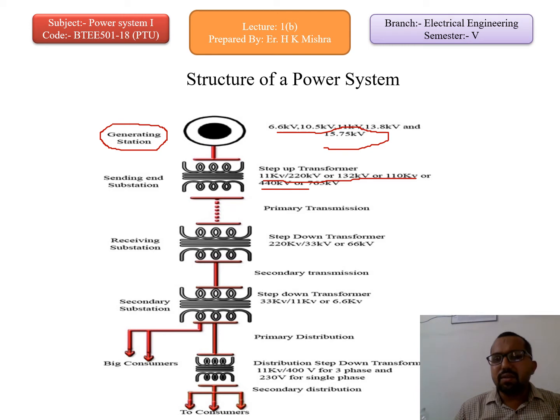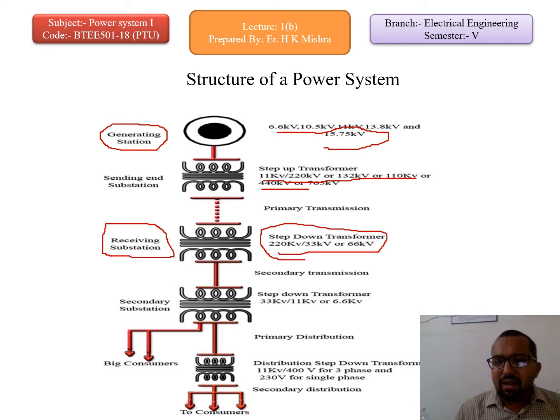Here we have receiving substations of the transmission network, because we have two ends of the transmission network: one is sending end and another one is receiving end. Here we have the sending-end substation and here is the receiving-end substation, where the input is 220 kV or more than that, maybe 400 or 765, but it will again be stepped down by a step-down transformer to 33 kV, 132 kV or 66 kV, like that.